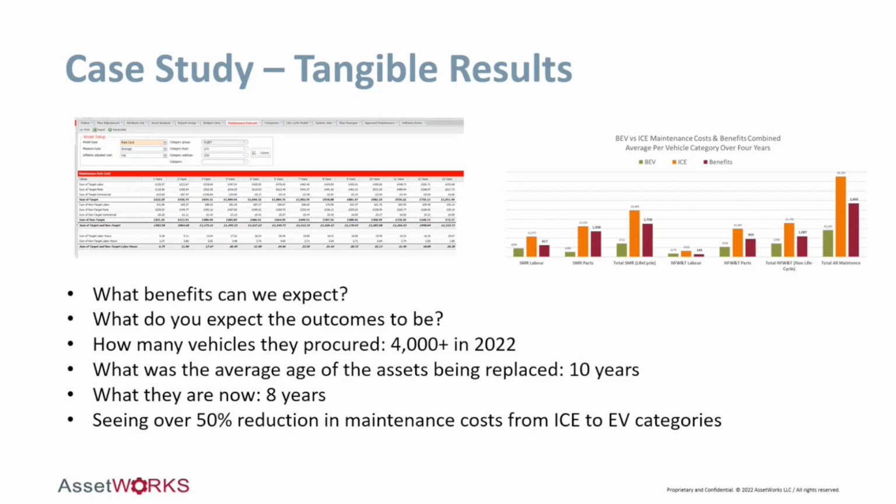And what we've been able to illustrate is a 50% reduction in maintenance costs from ICE to EV categories. And more importantly, we're able to identify a 50% reduction in labor required on the new EVs, which is going to have a pretty significant impact in the staffing needs across this organization as they complete their transition to a full EV fleet.